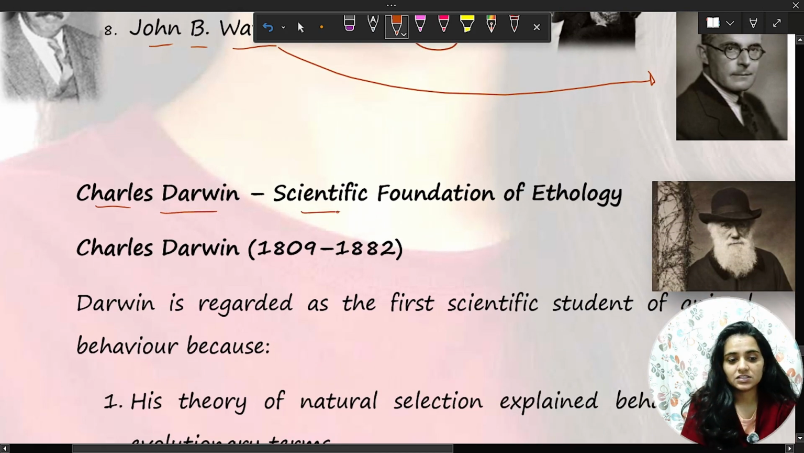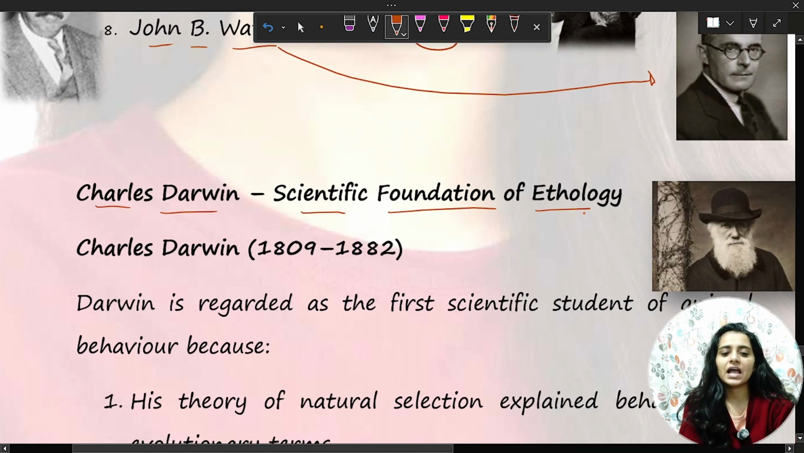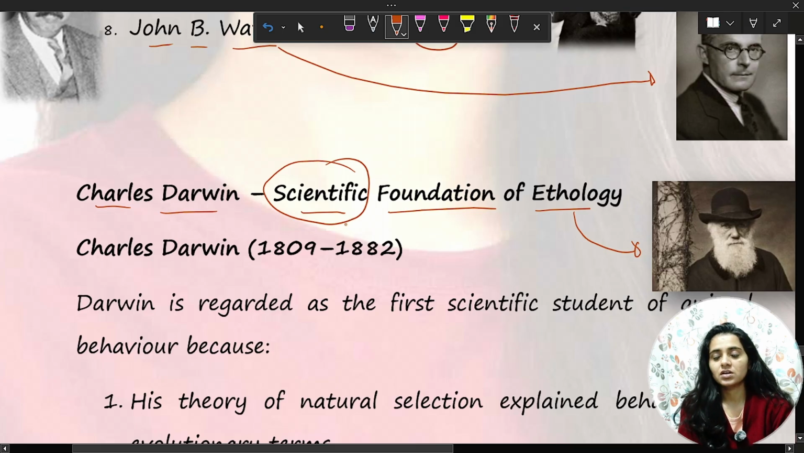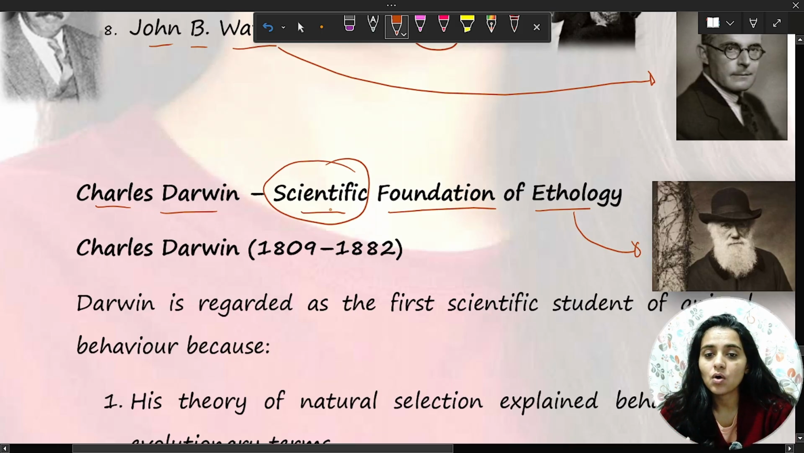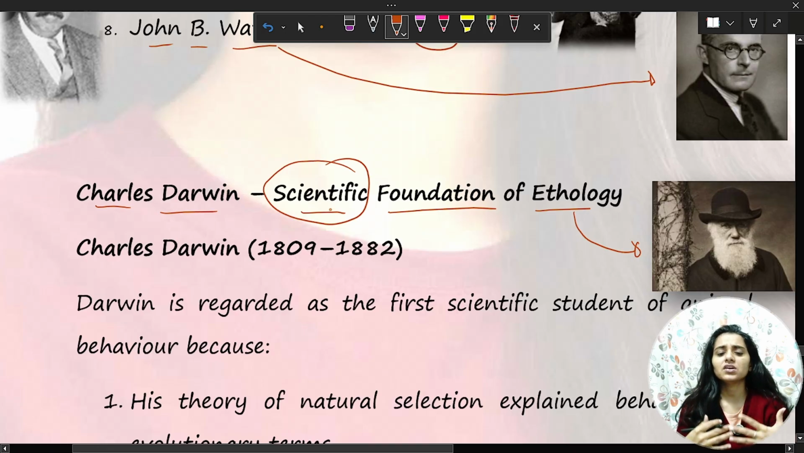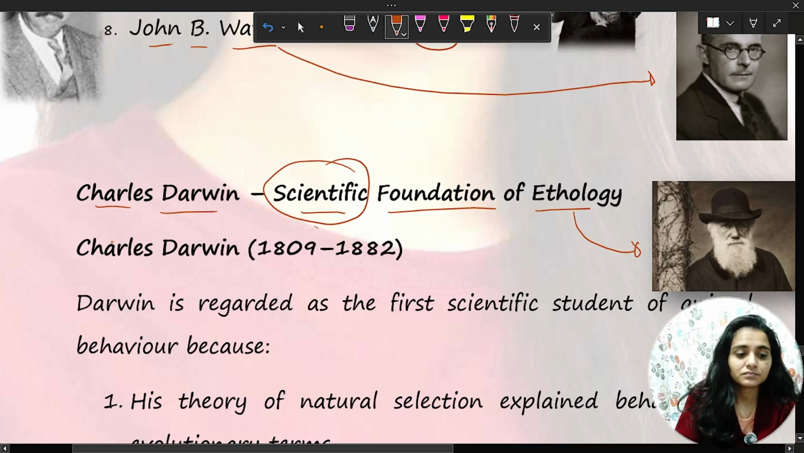Charles Darwin, scientist, foundation of ethology. चार्ल्स डार्विन को साइंटिफिक फाउंडेशन रखने वाला साइंटिस्ट बोला जा सकता है. Why? Because many people study animal behavior but do not use a scientific temperament in that observation.